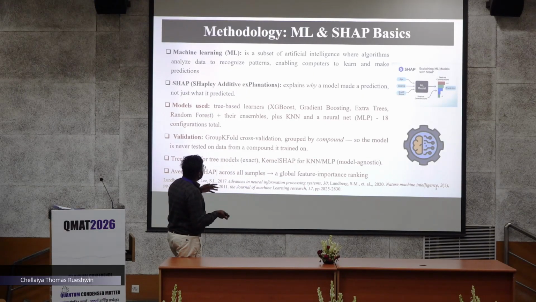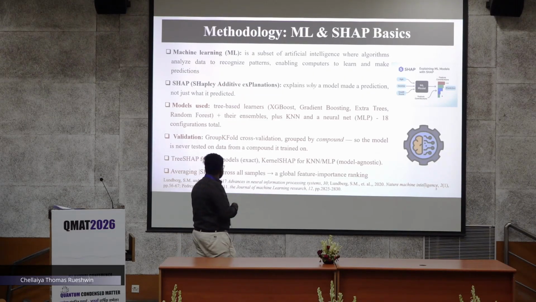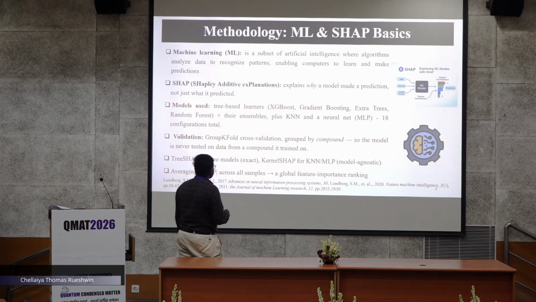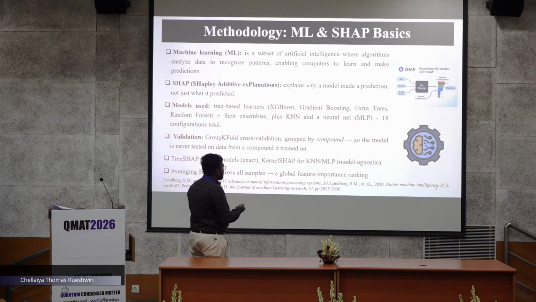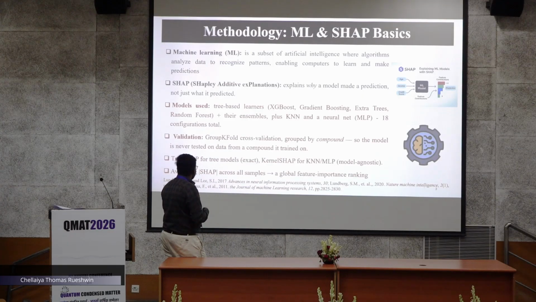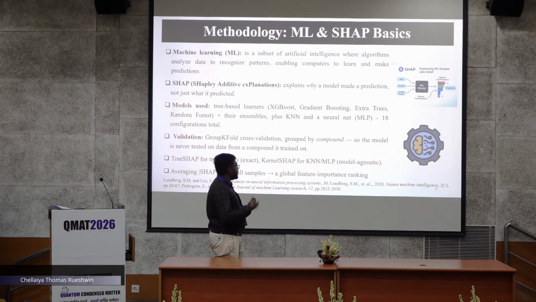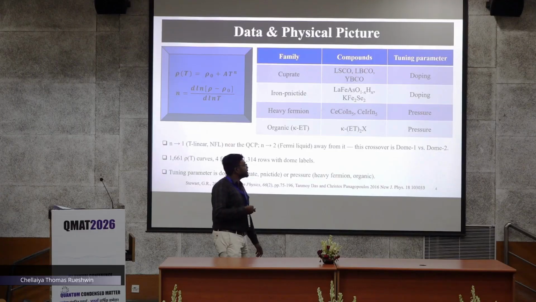Here for SHAP analysis, for the benefit of easy integration, I am using Tree SHAP for the tree-based models and Kernel SHAP for the neural network and KNN. From that I will get which features are the most useful here.